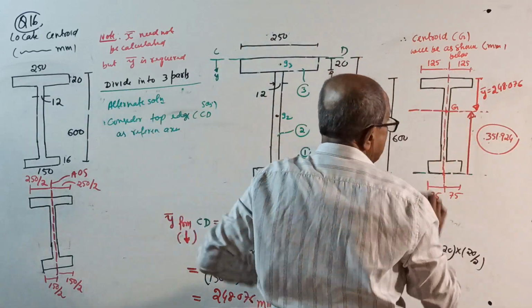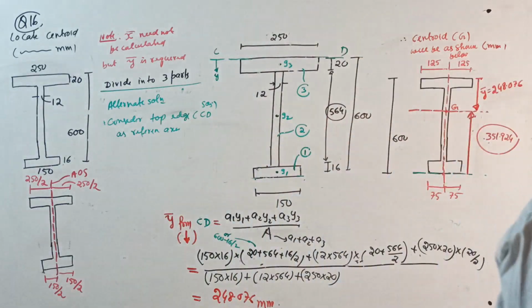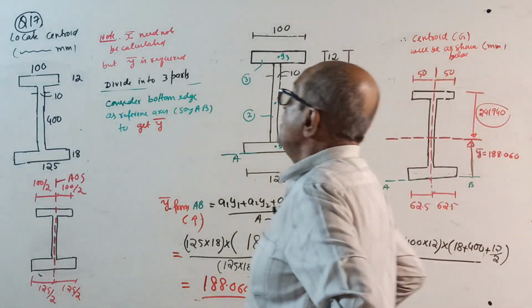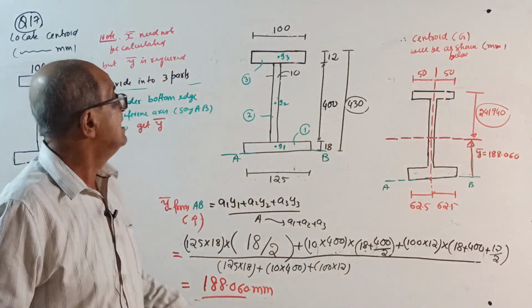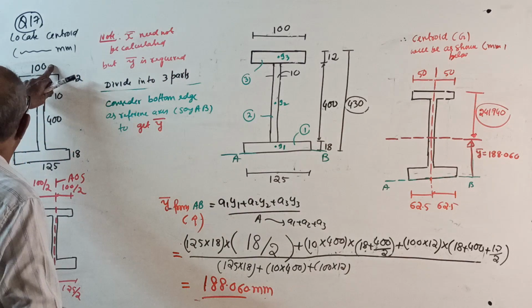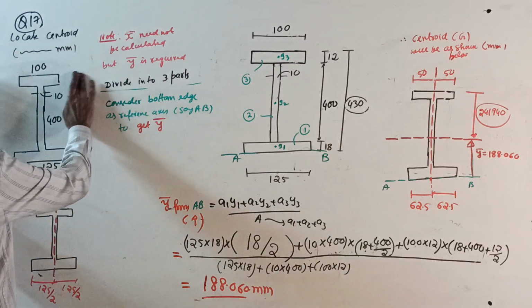That is question number 16. Now, question number 17. Nothing to explain much. I will do it fast. Locate the centroid. 100 by 12, see this is 12.